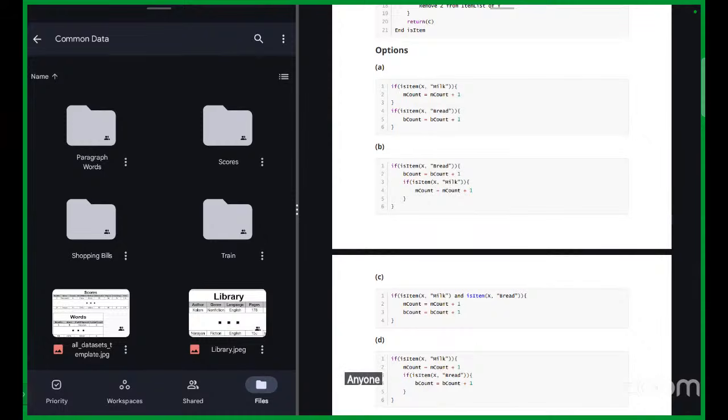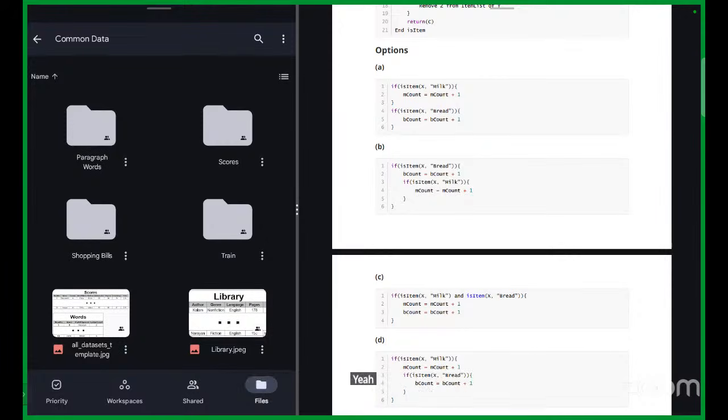Anyone? Option D. Why do you think option D is correct and not any other of the three? So it's nested, and within that particular iteration we have the conditions. Both are needed.